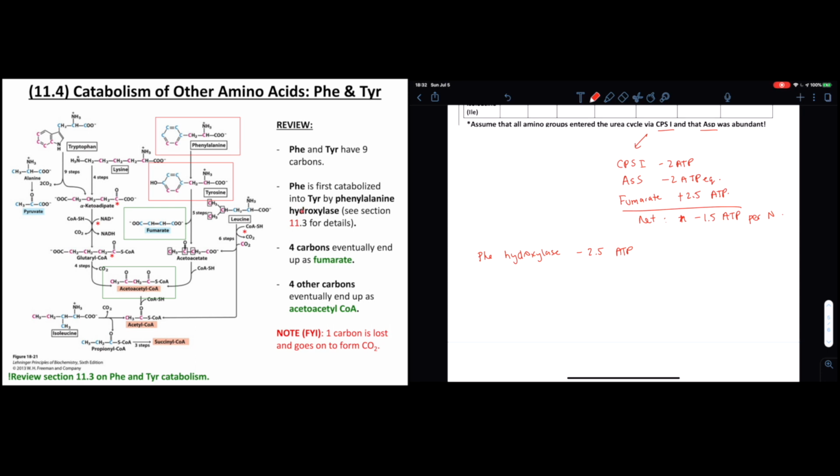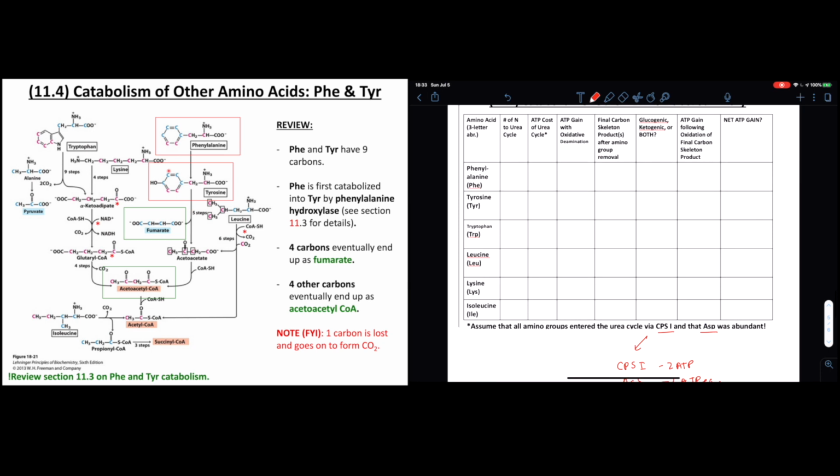And let's just look at the labeled carbons on this diagram, right? We see that there are 4 in the aromatic ring that are blue, and those end up as fumarate. We already saw fumarate as one of the carbon skeletons that get produced in the last couple of slides, right? So these fumarate molecules are going to go to the TCA cycle to eventually generate oxaloacetate. We get some ATP out of that. And then the other 4 carbons, which are in pink, are eventually going to go on to make acetoacetate and acetoacetyl-CoA. All right. But let's do the ATP count for this, okay?